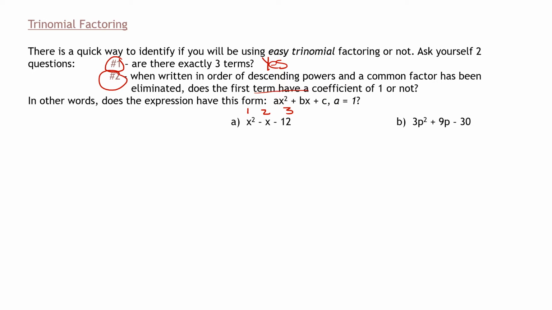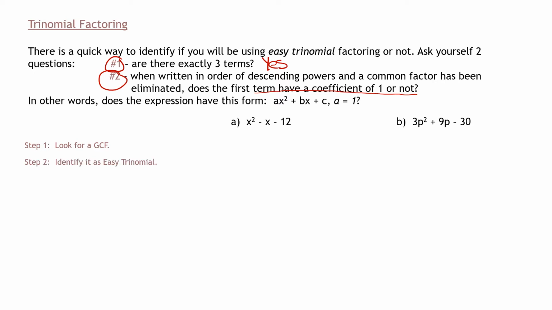Does the first term have a coefficient of 1 or not? So here's my first term at the front. In order, it does have an invisible 1 in front of it. So this does satisfy the easy trinomial factoring. The first thing we're going to do is look for a greatest common factor. Okay, we just did that and there isn't one.